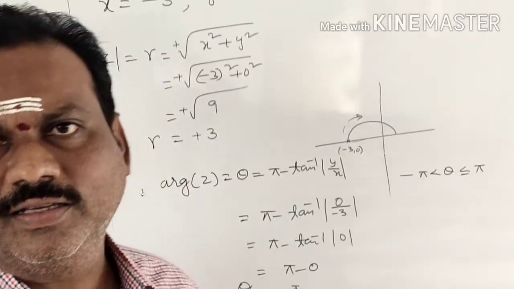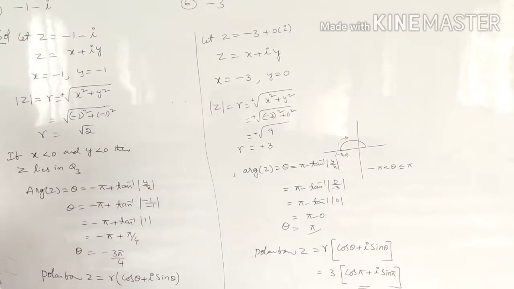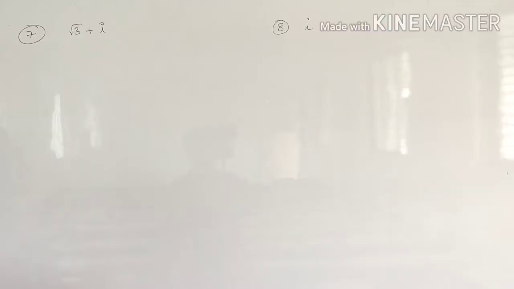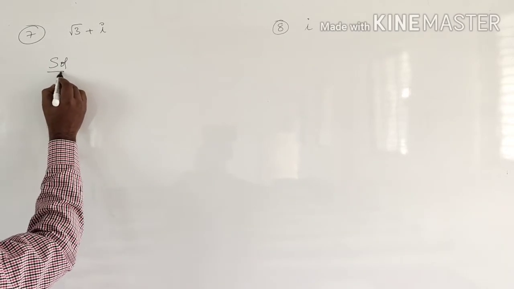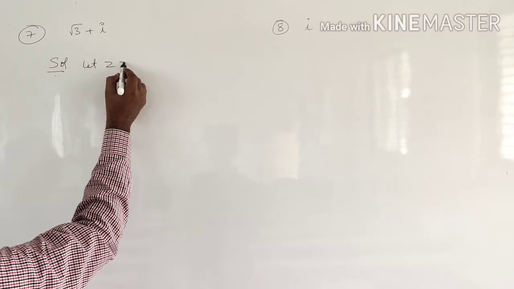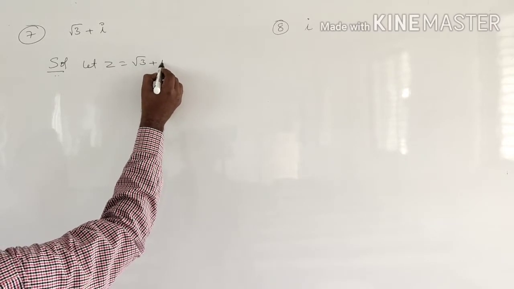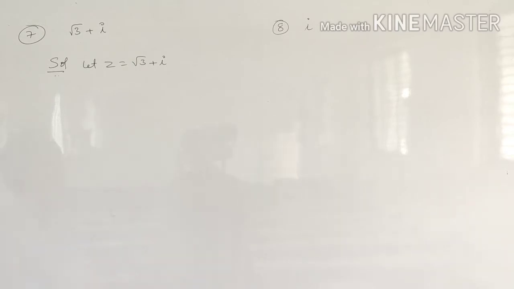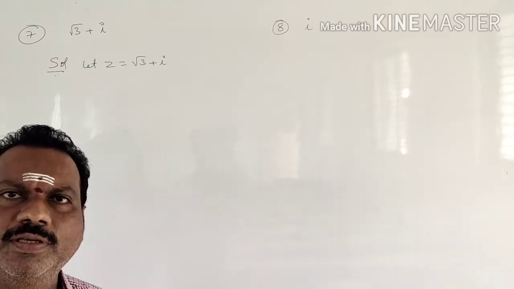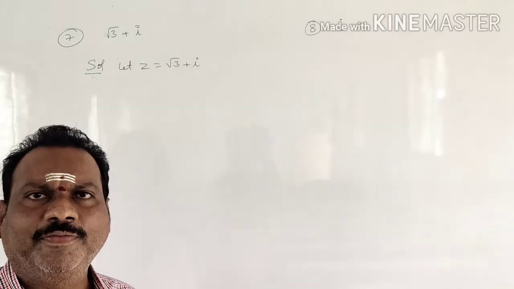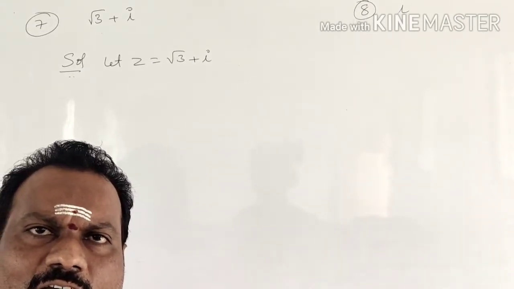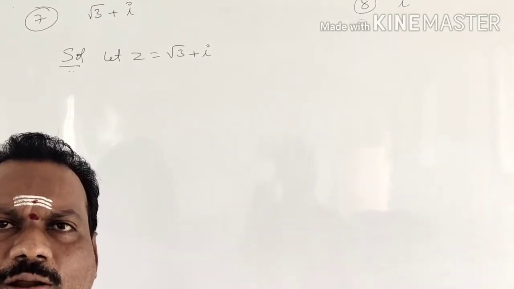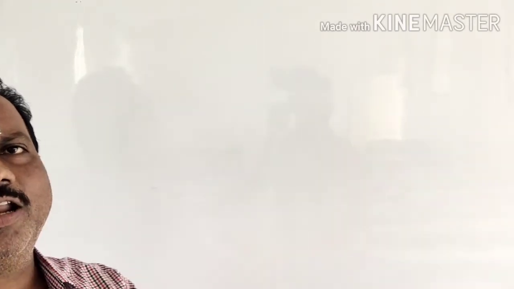Now I can explain the 7th and 8th, two more problems are there. Students, now the 7th problem will continue. They have given, let z is equal to root 3 plus i. We have to convert it into polar form. What is meant by polar form? z is equal to r of cos theta plus i sin theta, we have to convert. If you want to convert into that form, you have to know the r value and the theta value. r is nothing but the modulus of z, and theta is nothing but the argument.